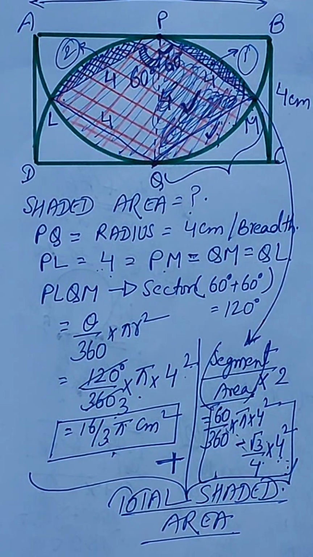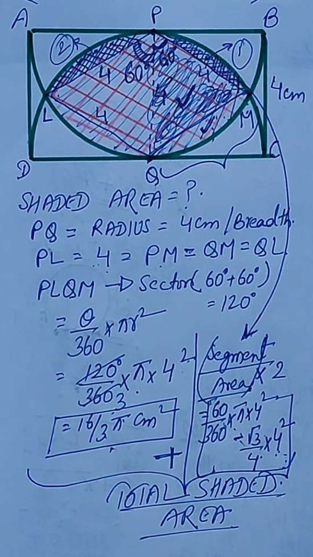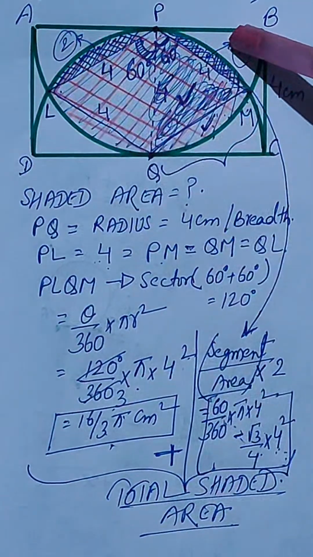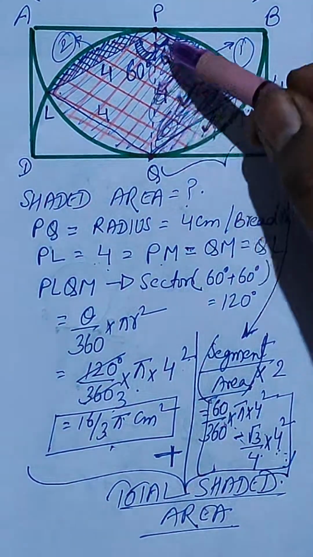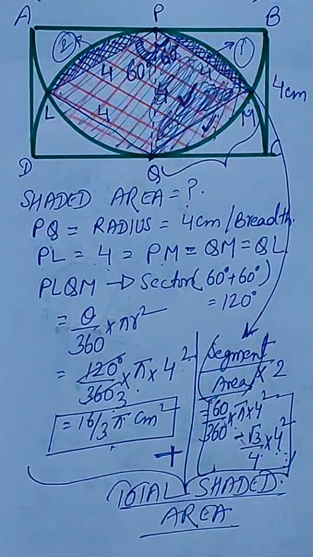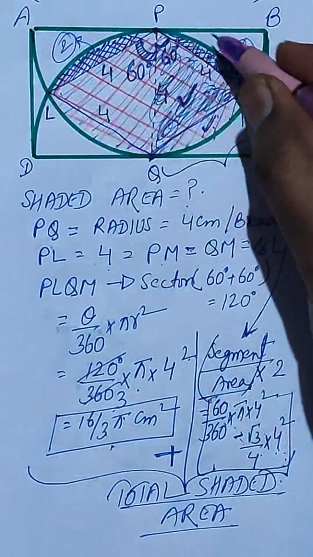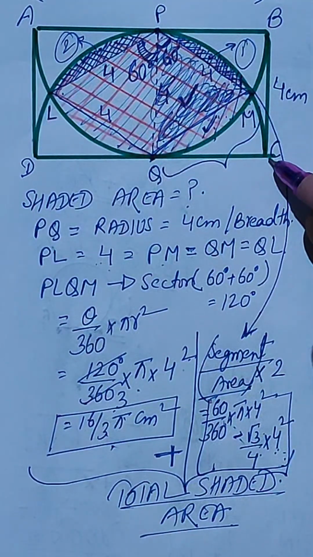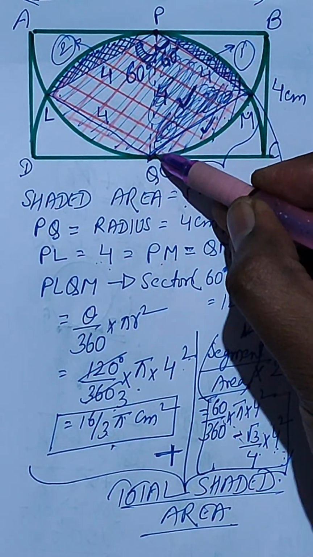How do we find it? I think it's very easy. Let me explain it again. This is a semicircle, and this is a semicircle, two semicircles in reverse direction to each other. For this semicircle, the breadth of the rectangle is 4, so obviously PQ, the radius of the semicircle, will be 4.